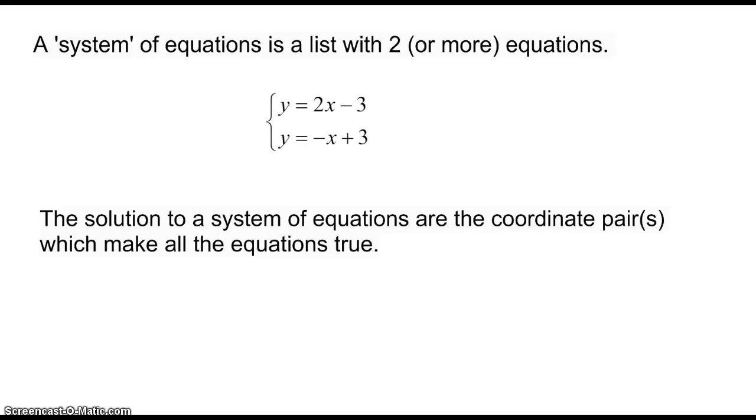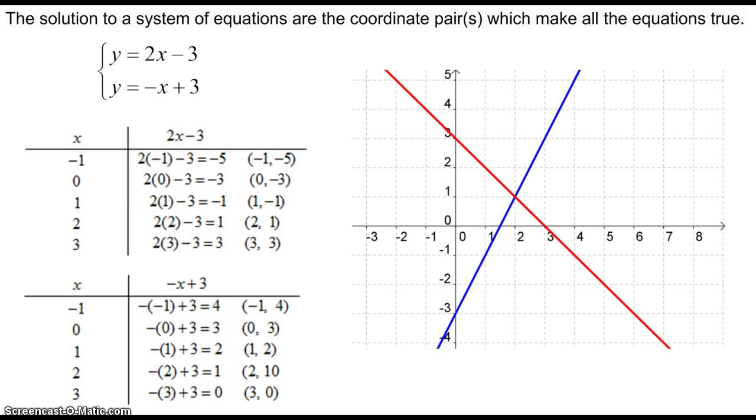Okay, the solution to a system of equations are just the coordinate pairs, the x, y values, which occur together, which make all the equations in the system true at the same time. To see what that means, let's take a look at this particular system. We have two equations, y equals 2x minus 3, y equals negative x plus 3.